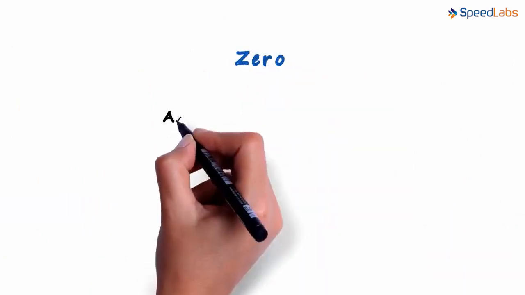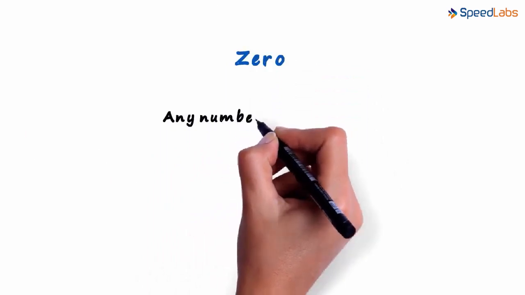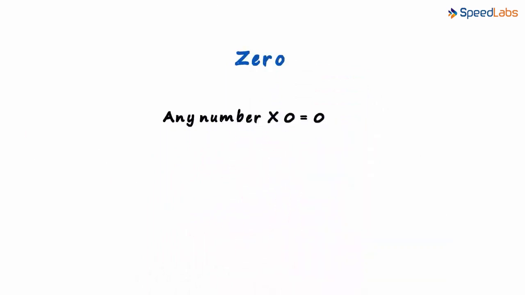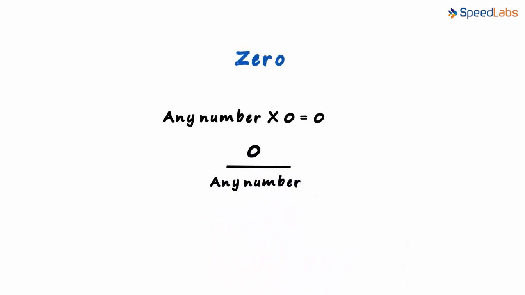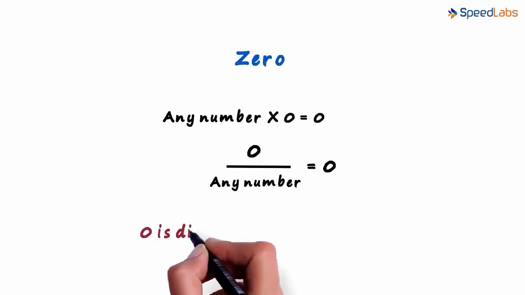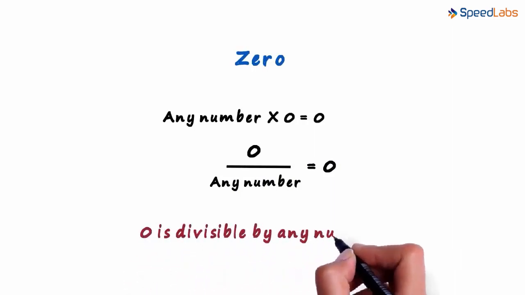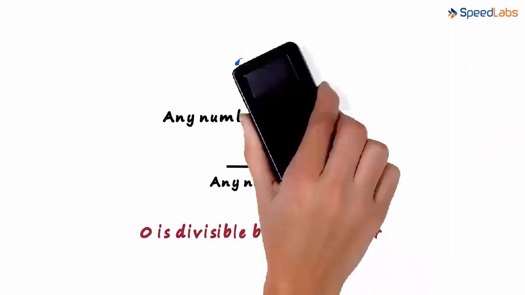Before we move on to the shortcuts, we need to know something about the number 0. Any number multiplied by 0 results in a 0. Transposing any number to the other side, we can say that 0 divided by any number will result in a 0. What does this tell us? It tells us that the number 0 is divisible by any number. Now, let's move on to a few divisibility rules.